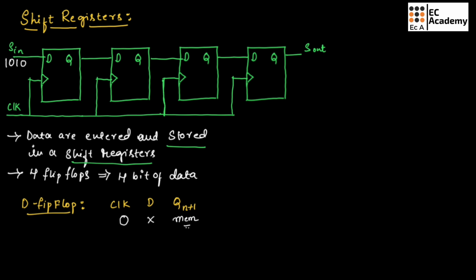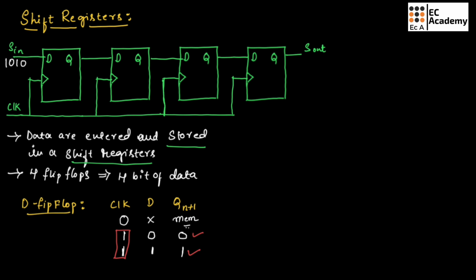Now when we make the clock 1 and the data is 0, the output will be 0. If the clock is 1 and D is given as 1, the output will be 1. We need to remember this. The clock should always be equal to 1 and the data should be applied to the D flip-flop so that we can get the output. If the input is 0, the output will be 0. If the input is 1, the output will be 1 in a D flip-flop.